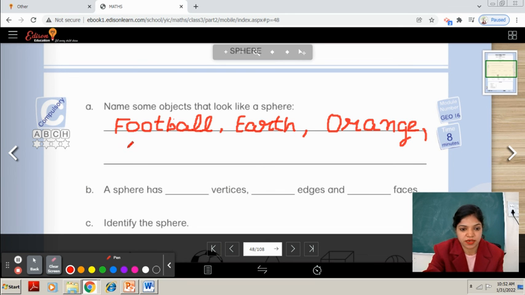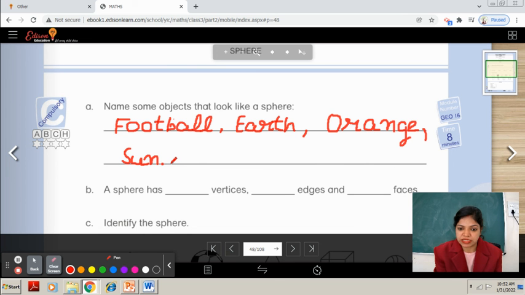Yes, sun. There are more examples like moon. You can write moon also, basketball. So you can write those names also. Okay, students, now the B part we have.